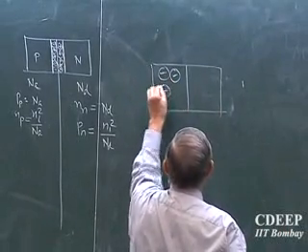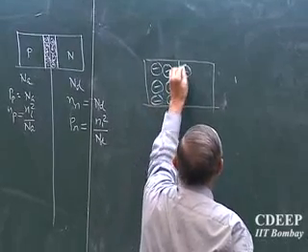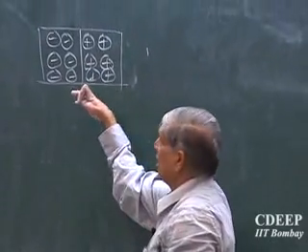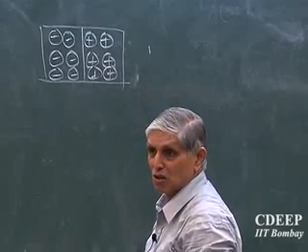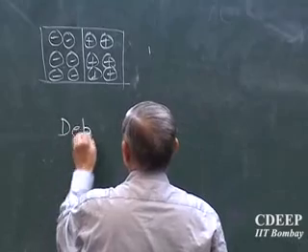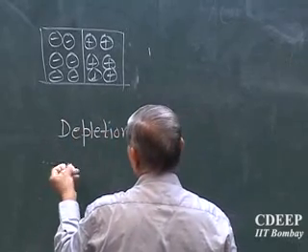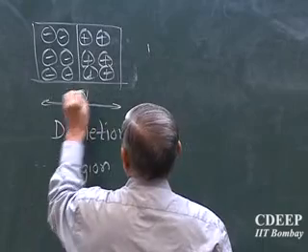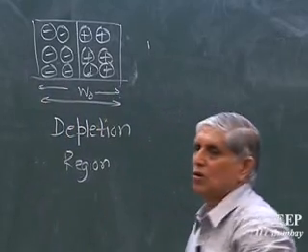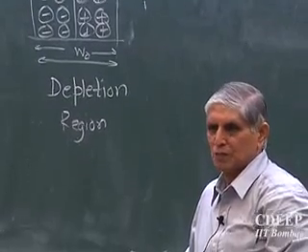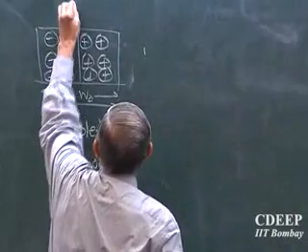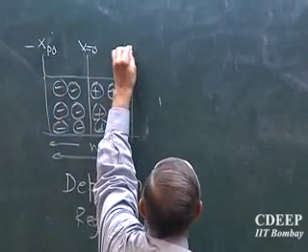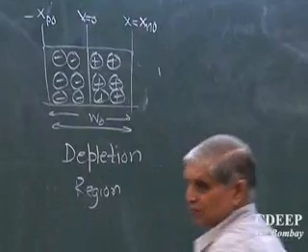These are acceptors, these are donors. This region does not contain electrons or holes, so this region is called the depletion region. Why? What is being depleted? Free electrons, free carriers. Let's say this width right now is W0. If I call this junction x equal to 0, this boundary I call xp0 and this boundary I call xn0.